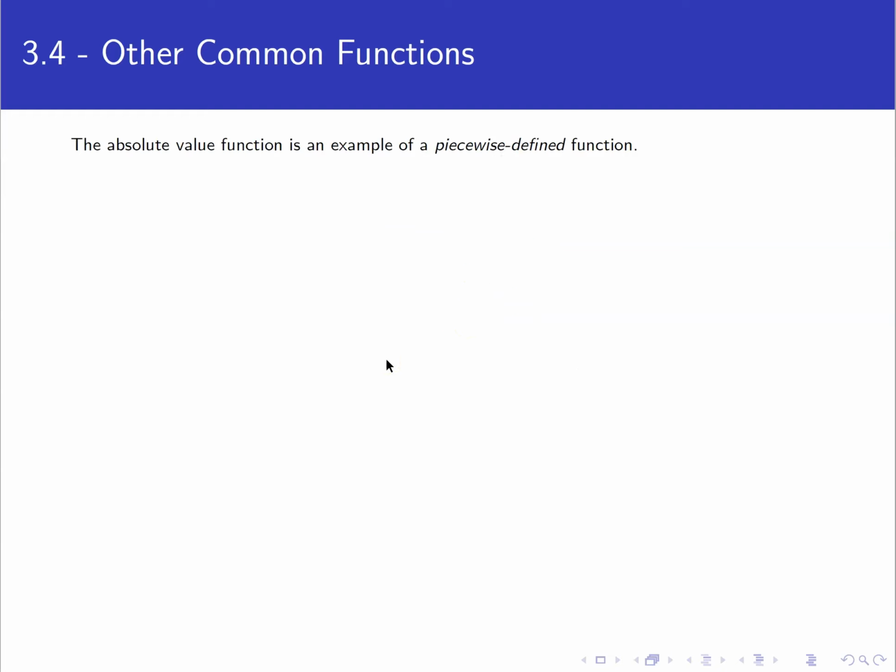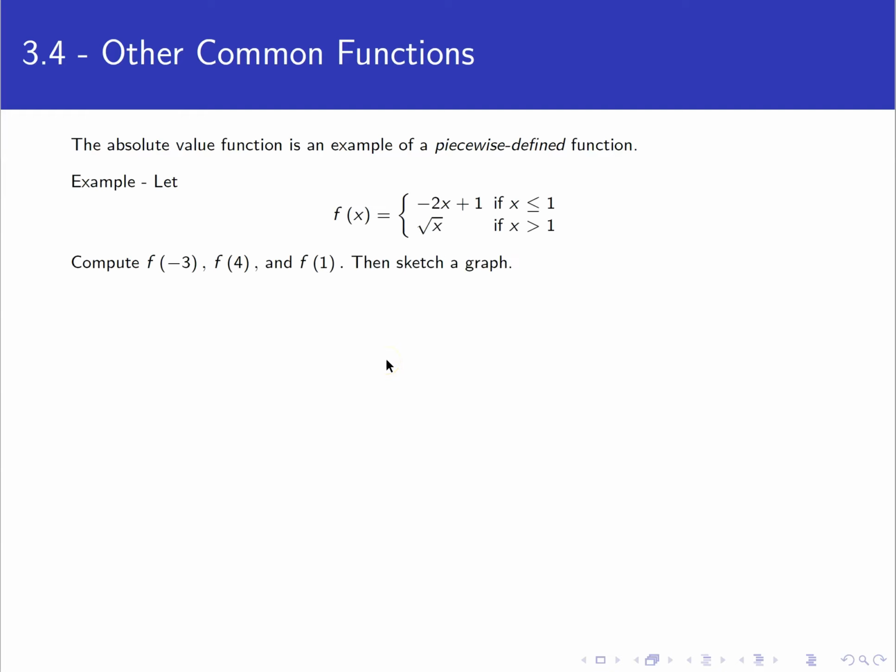The absolute value function is an example of a whole class of functions referred to as piecewise defined functions. So let's do an example with another piecewise defined function. Let's say we have f of x is equal to negative 2x plus 1 for all x's that are less than or equal to 1 and equal to the square root of x if x is greater than 1. This problem is asking us to evaluate the function when x is negative 3, when x is 4, and when x is 1, and then asks us to sketch it.